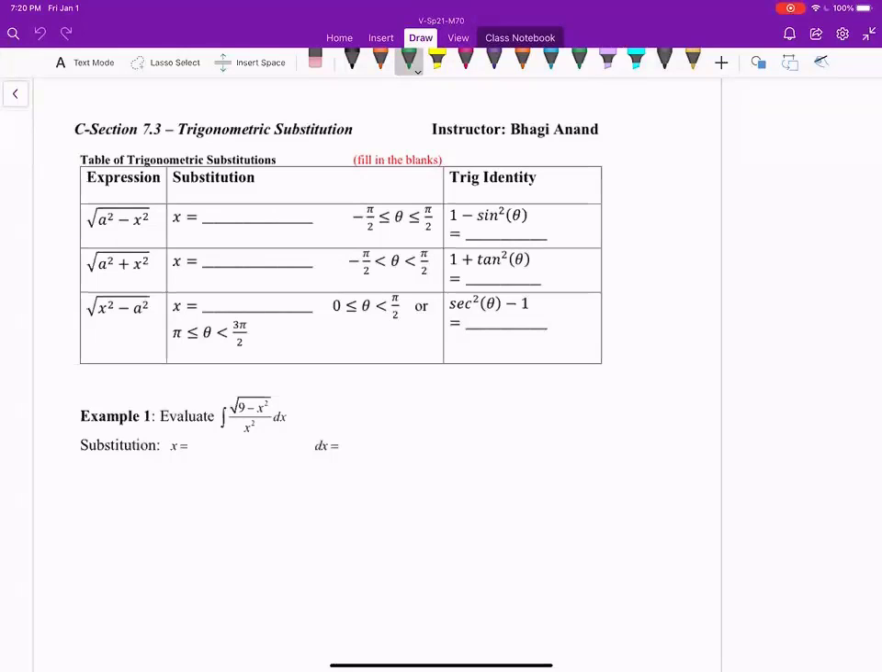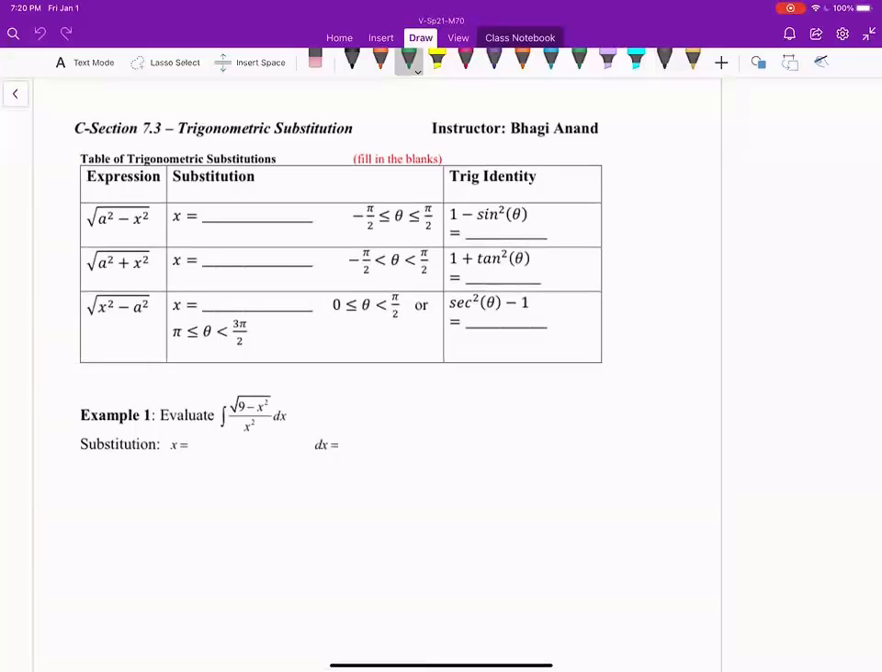Oftentimes we will have expressions involving the square root of a squared minus x squared, where a is a number and x is a variable. In this one, the substitution that we would use is x equal to a sine theta. Then we should remember that theta should lie between negative pi by 2 and pi by 2, both values inclusive. And the trig identity that we would use is 1 minus sine square theta equal to cosine square theta, which is the Pythagorean identity.